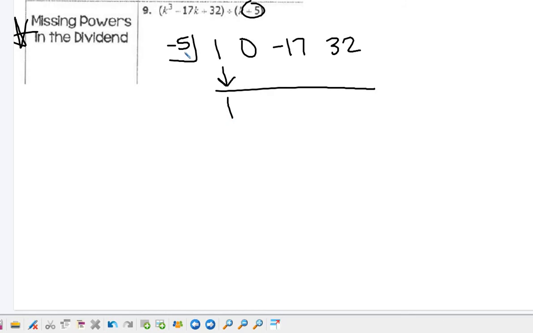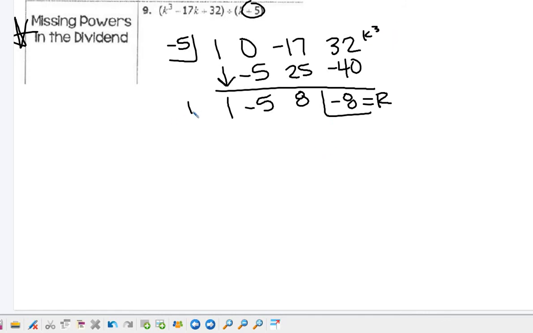Drop the first term. Multiply, -5, add, -5. Multiply, 25. Then we add. Multiply, and then add. Now this is a k cubed, so this is a k squared. So I have k squared, 1, understood, minus 5k plus 8. Notice my last number before my remainder is always a constant, minus 8 over k plus 5.